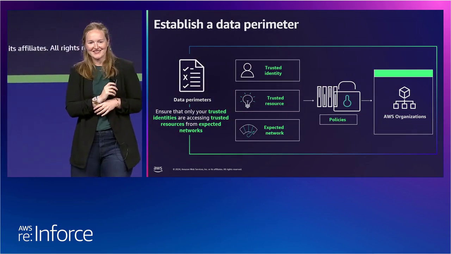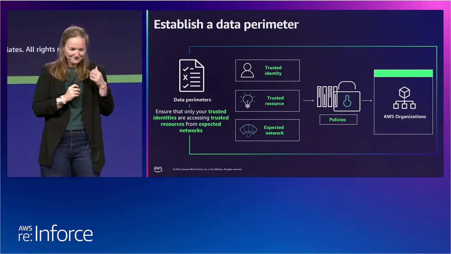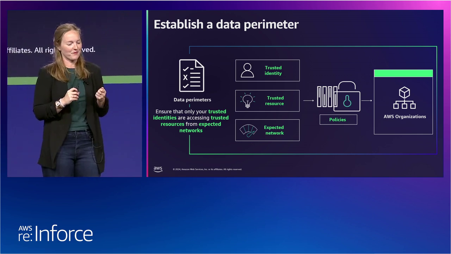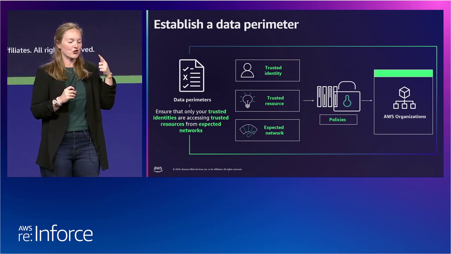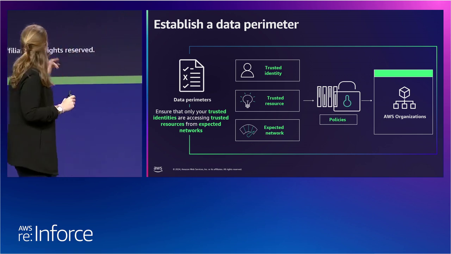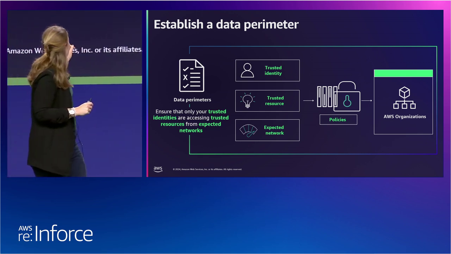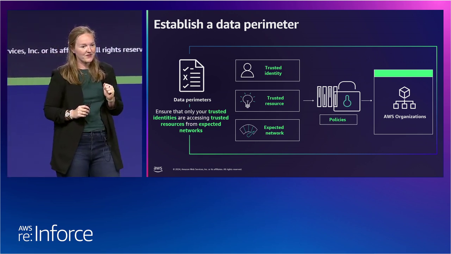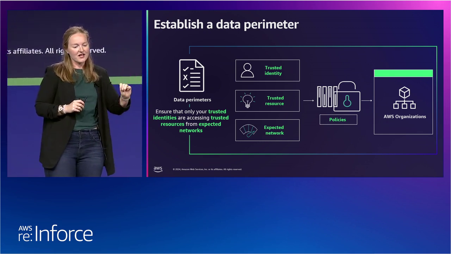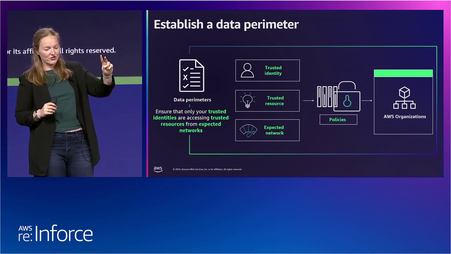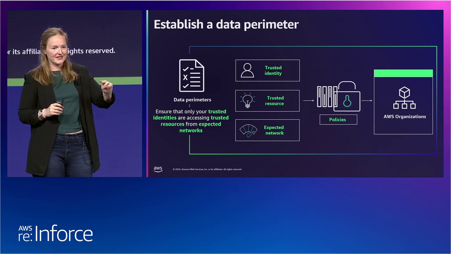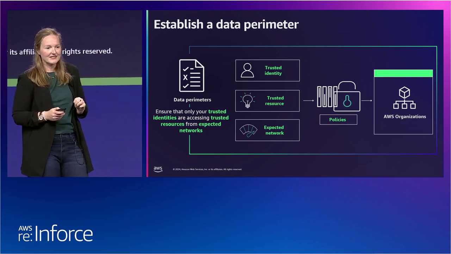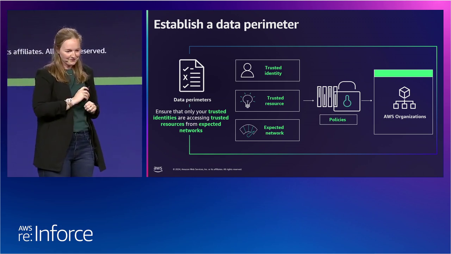Data perimeters. This is a great term. So to establish a data perimeter, this is the way we think about it. Ensure that your trusted identities are accessing your trusted resources from expected networks. So that's 3 perimeters about identity, resources, and expected networks. And you can use policies to establish them all.